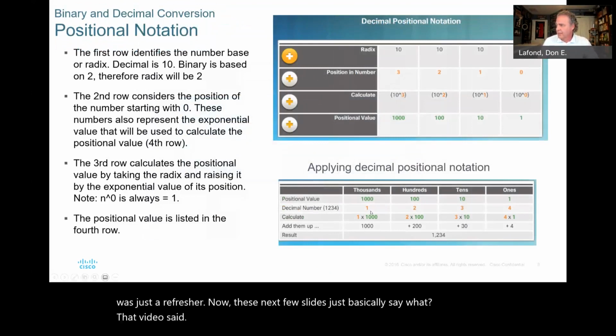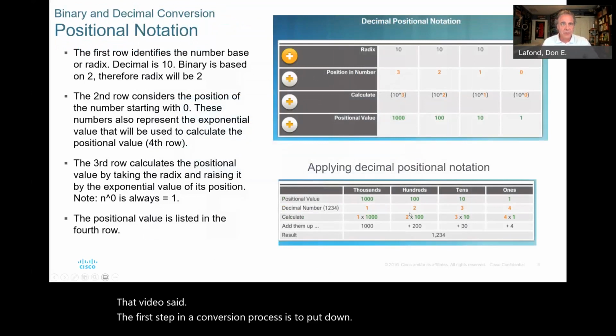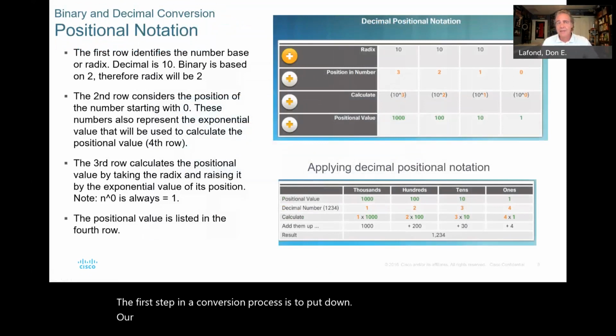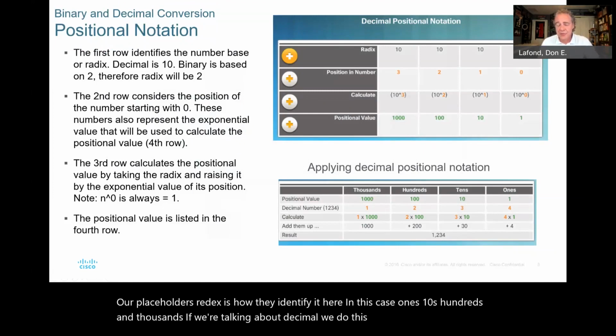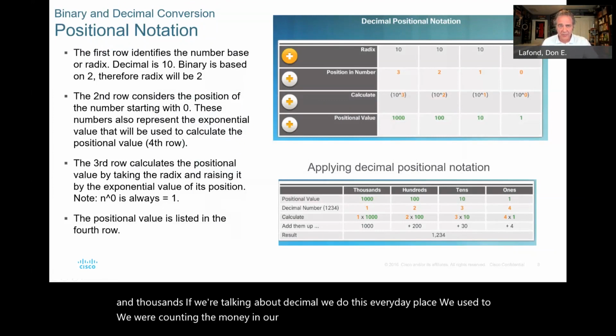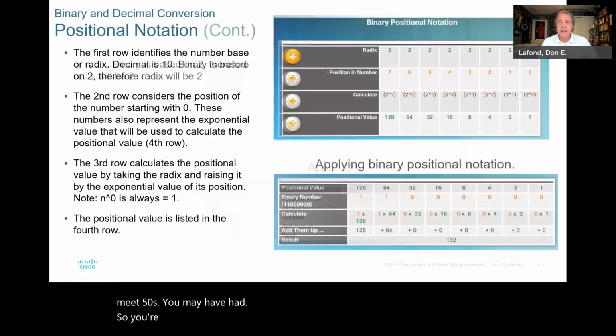The first step in a conversion process is to put down our placeholders. Radix is how they identify it here. In this case, ones, tens, hundreds, and thousands, if we're talking about decimal. We do this every day, at least we used to, when we're counting the money in our pockets. How many 5s, how many 20s, how many 50s you may have had. So you're familiar with this. Well, we do the same thing in decimal.